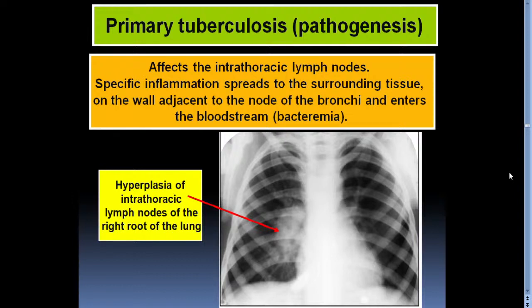On this X-ray, you can see hyperplasia of the intrathoracic lymph nodes of the right root of the lung, increase of lung root. This is affection of intrathoracic lymph nodes.